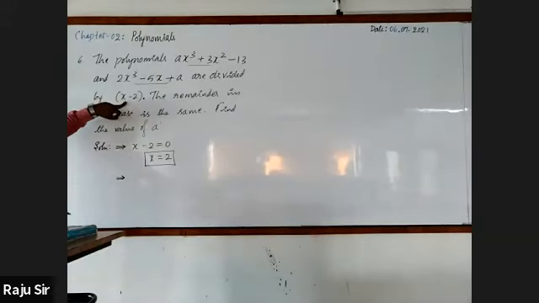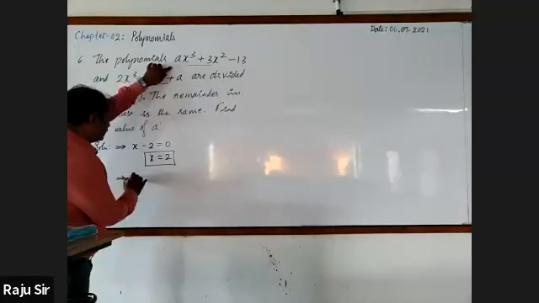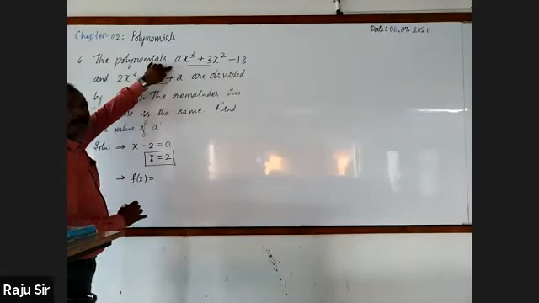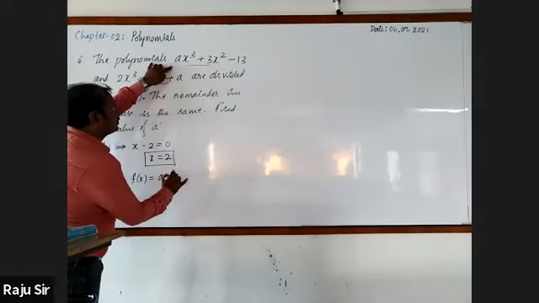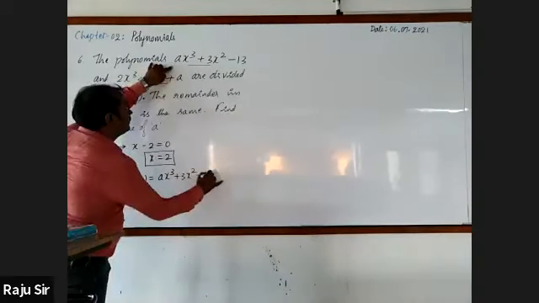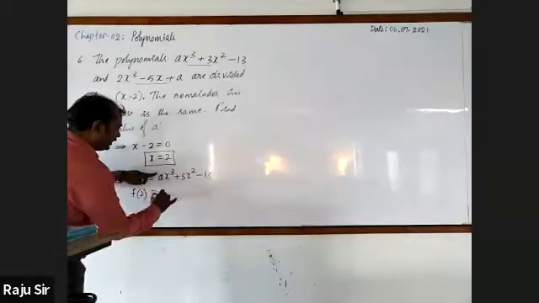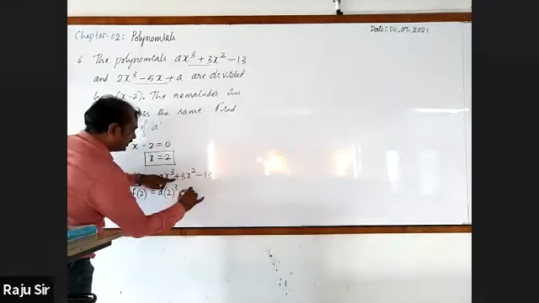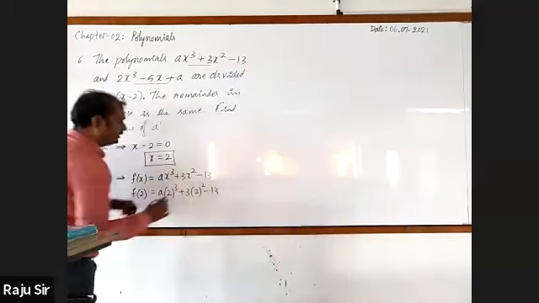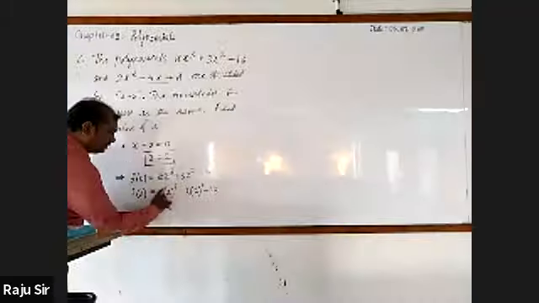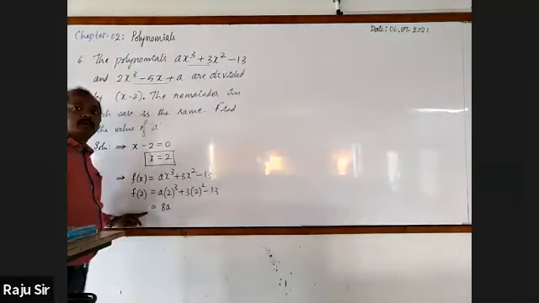Next, I take the first polynomial as f of x. f of x is equal to ax cube plus 3x square minus 13. Substitute 2 in place of x. Here, f of 2 is equal to a into 2 whole cube plus 3 into 2 whole square minus 13. Now simplify. Here 2 cube is 8, 8 into a plus 12 minus 13.